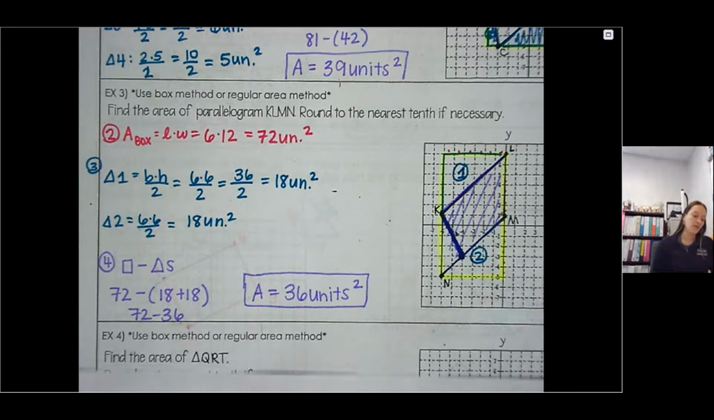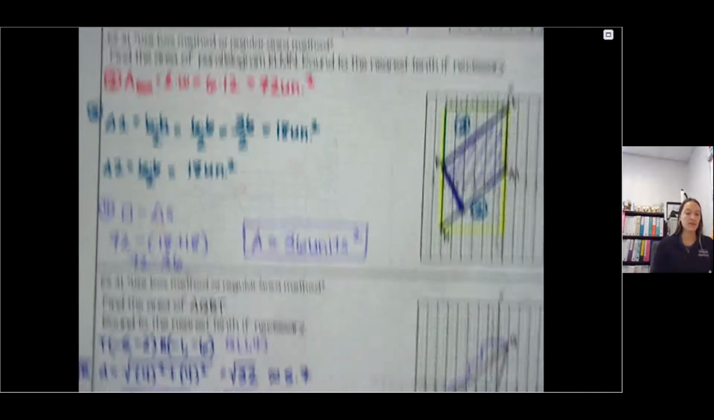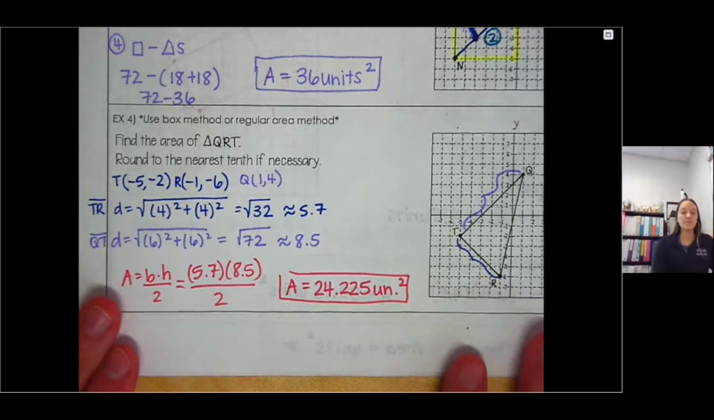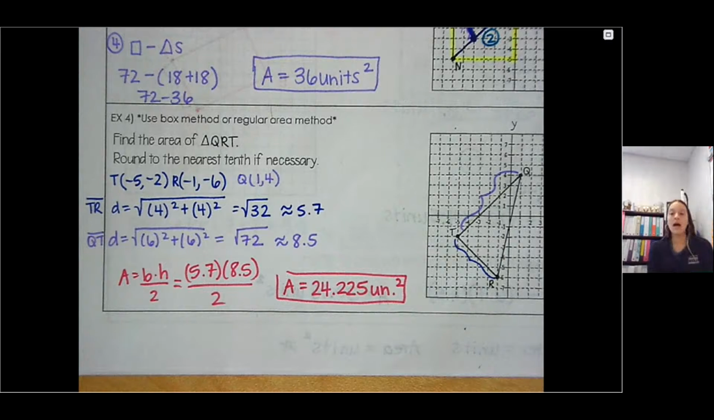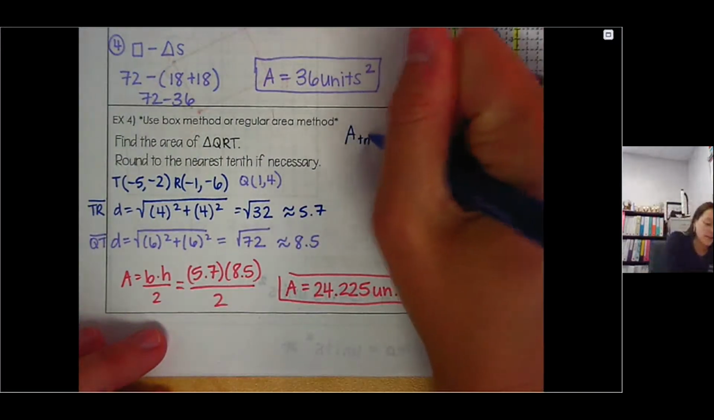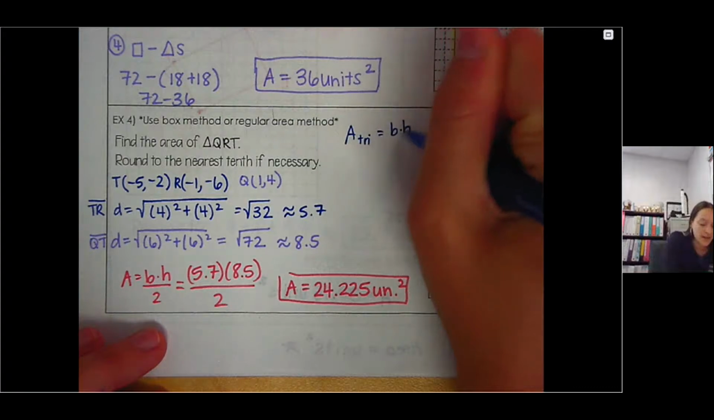Okay, and then if you want to give number 4 a try, you can pause the video, try now. I used the distance formula for this one just to show you that you could still do it that way too. But if you like the box method, stick with that. So for number 4, I knew to find the area of a triangle. The area of a triangle is base times height divided by 2.